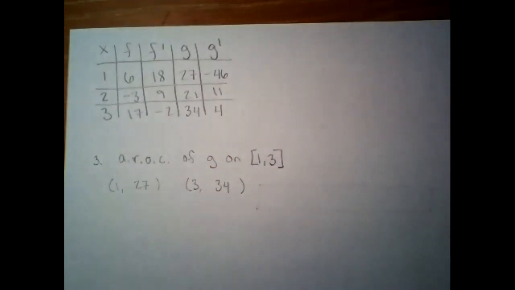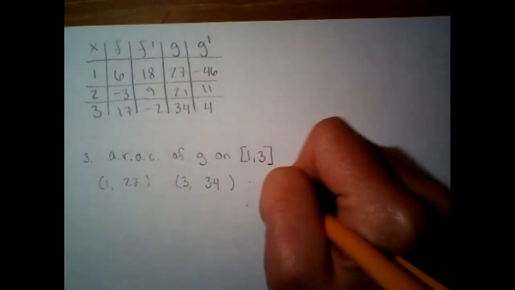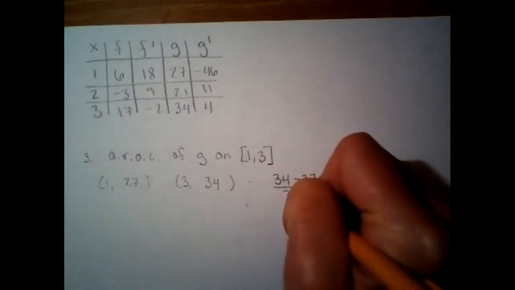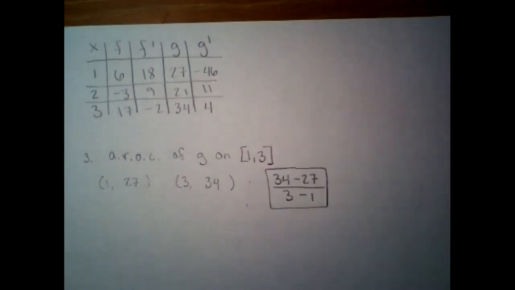So there's no math basically to get those numbers. You just look at the chart. And then again, average rate of change just means slope. So set up your slope. It'll be 34 minus 27 over 3 minus 1. And you do not have to simplify that or evaluate it.